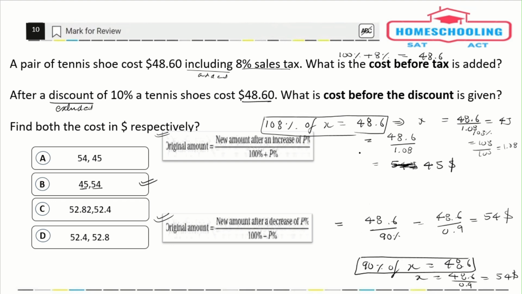And always remember, if sale tax is added or included, then 100 plus that percentage of x is equal to the amount that is given. And if something is discounted or excluded, then 100 minus that percentage of x is equal to that amount. So there are two ways to find the answers to these types of questions, either by using the formula or by writing these two equations. Both are the same. So now moving to the next question.